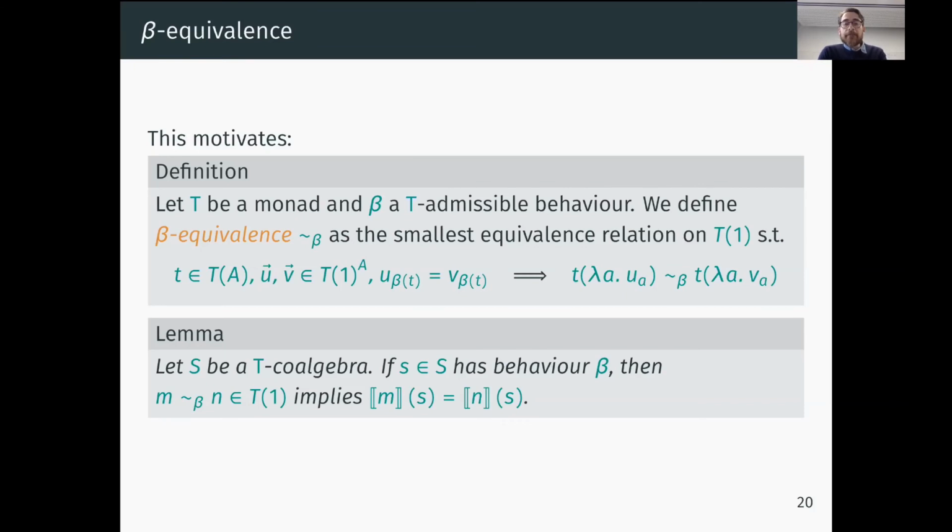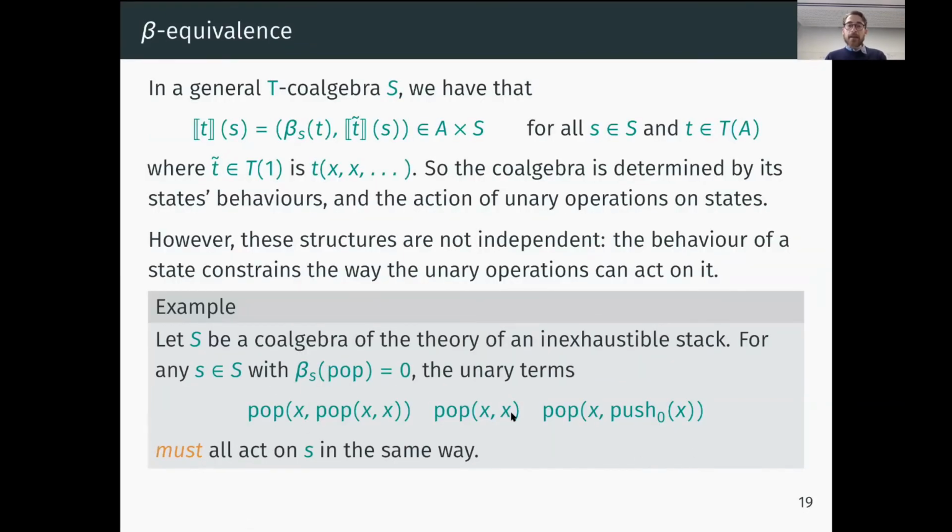I've got a monad T. I've got some possible behavior of a state of a T coalgebra, which is beta. And using that, I can define an equivalence relation on the unary operations of my theory, which is such that, it's basically such that in this example here, all terms like this get identified because they're the same in their left component. In their right component, they're different, but for a state where the first thing I read is a 0, it doesn't matter what the right component looks like because I'm going to ignore it anyway, because I'm always going to continue in the left-hand branch. Okay?